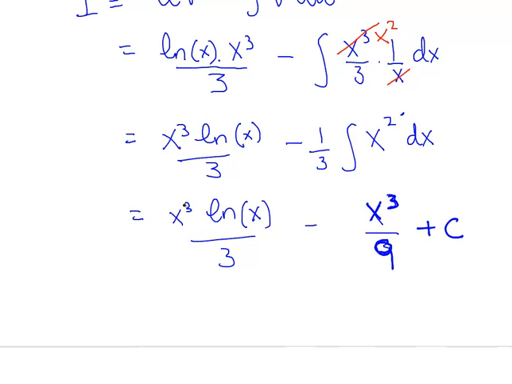So the answer is x cubed times the log of x over 3 minus x cubed over 9 plus c. That one's grand. So one more.